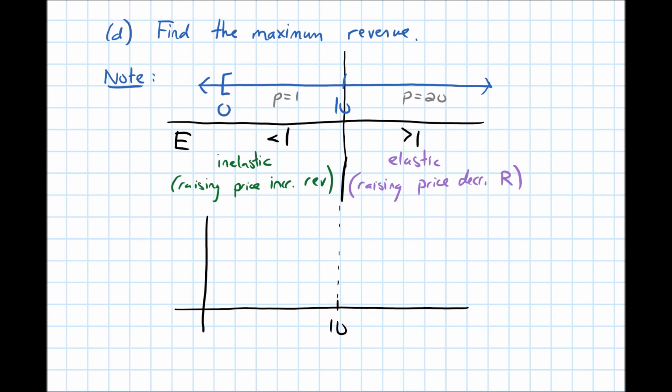If this is my price axis and this is my revenue axis, when price is 10, we're going to have some revenue. And what we know based off this number line, to the left of 10, our demand is inelastic. So if we raise the price, we should increase the revenue. So that graph is going to look something like this. Raise the price, raises the revenue. And on the right side of 10, raising the price decreases the revenue. So that should look something like this. And if that's what my graph looks like, I know what we have here. We have a max.